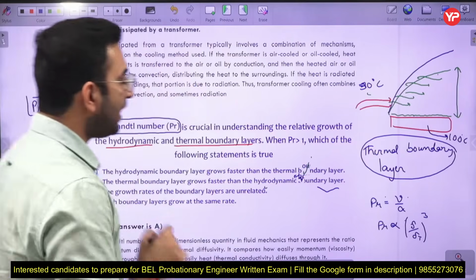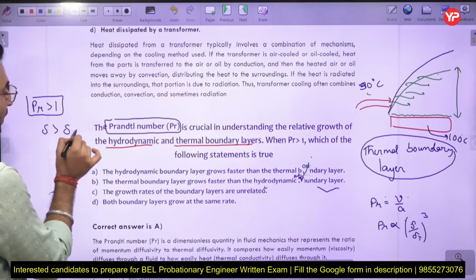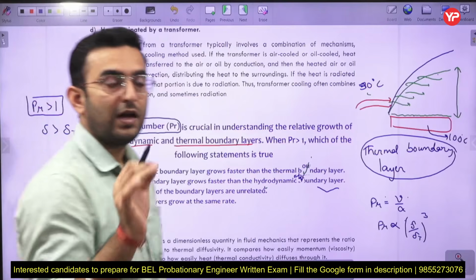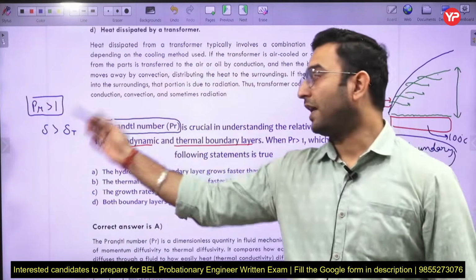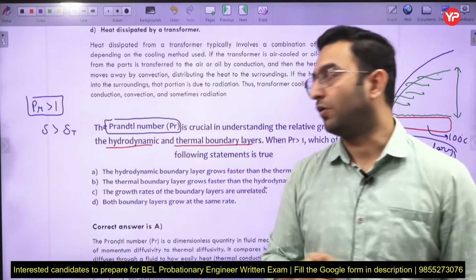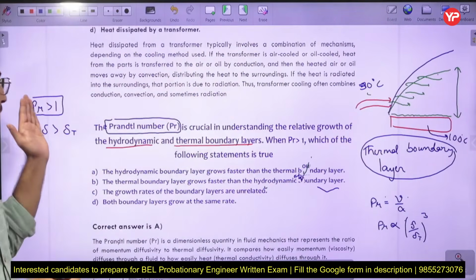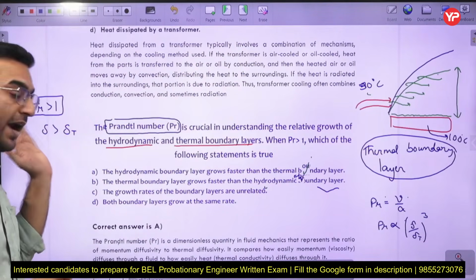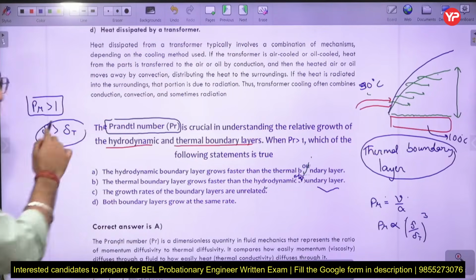The value of delta is going to be more than delta t. What is delta t here? Delta t is representing the thermal boundary layer, and correspondingly delta is representing the hydrodynamic boundary layer. So I can say in the case of a Prandtl number more than 1, the thickness of the hydrodynamic boundary layer is going to be more than the thermal boundary layer here. Now that is the important part.